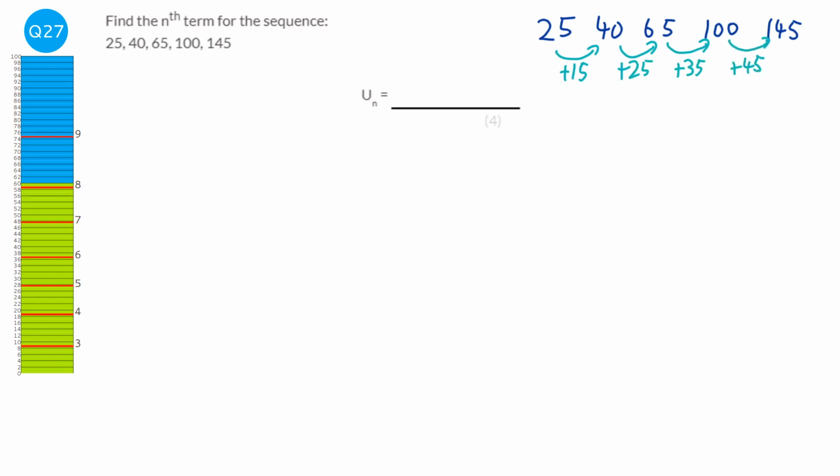So the differences aren't the same, but the difference of the differences is the same. And when you've got a difference of differences being the same, we've got a quadratic sequence. So the first thing you do with a quadratic sequence is get the amount that it's going up at the difference of the differences, so the plus 10 here, and simply get that 10 and divide it by 2.